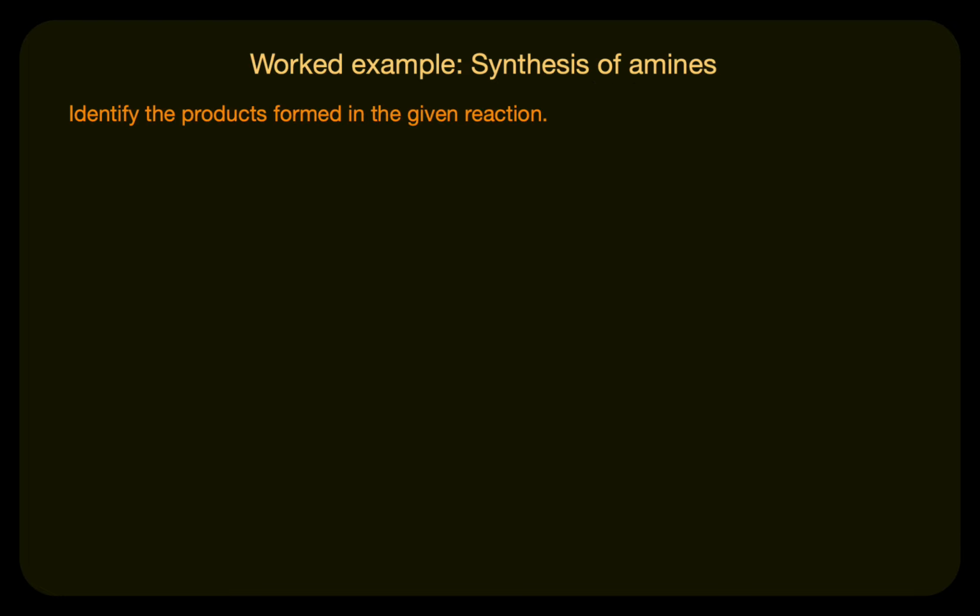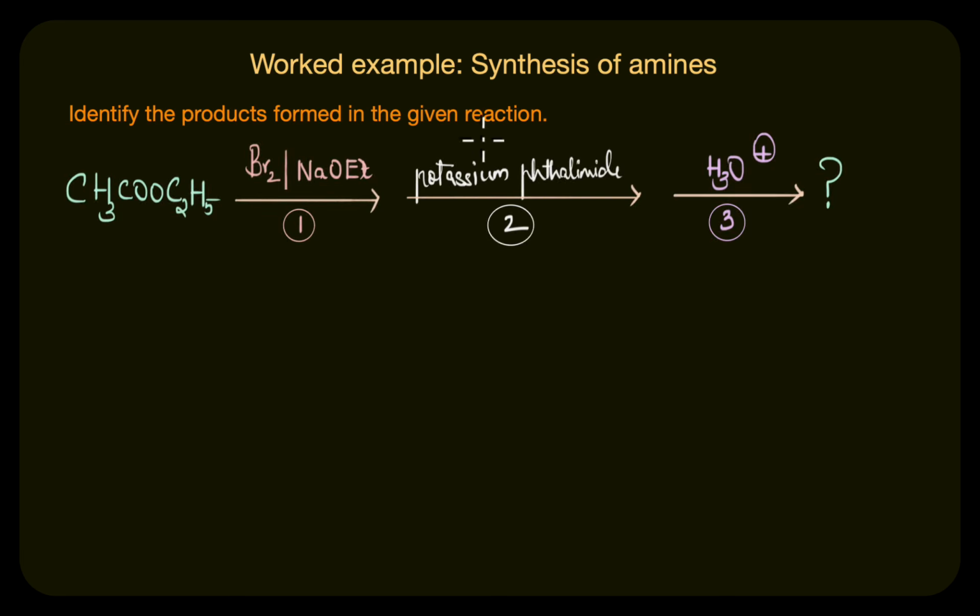It says, identify the products formed in this given reaction. Okay. So we have an ester, we are treating it with bromine in the presence of sodium methoxide. In the second step, we are treating it with potassium phthalimide, and the last step is an acidic hydrolysis. What is the product formed in this reaction? So let's solve this question step by step. Let's see what we get at the end of the first step.